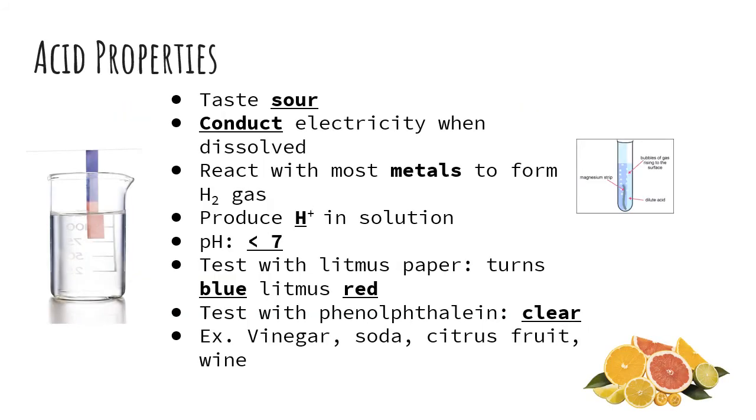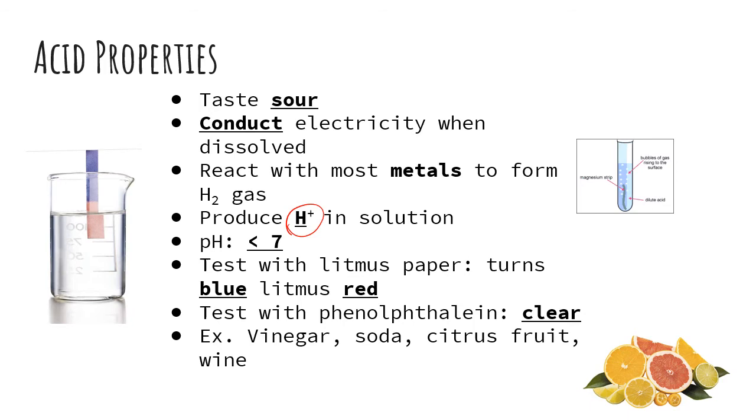All right, so let's look at some properties of acids. First of all, acids taste very sour. Think about citrus fruits. They're sour fruits. Acids will conduct electricity when they're dissolved. When we put most metals into an acid, we're actually going to make bubbles of hydrogen gas. Talked about how acids always start with hydrogen. So when an acid is in water, it's in solution, it's going to make H+ ions. And if we're talking about the pH scale, acids are going to have a pH below 7.